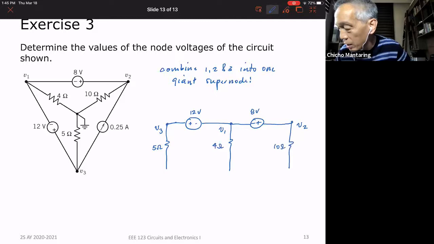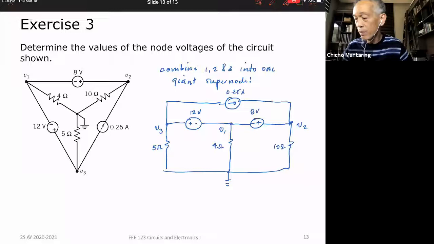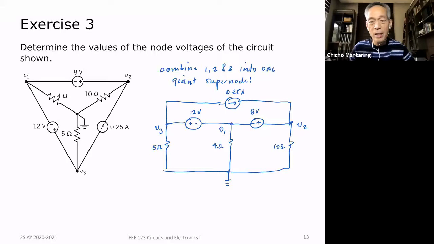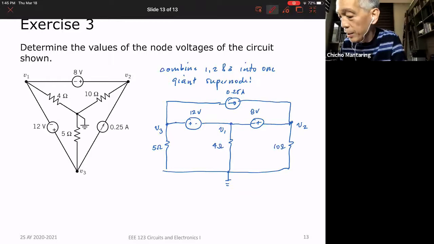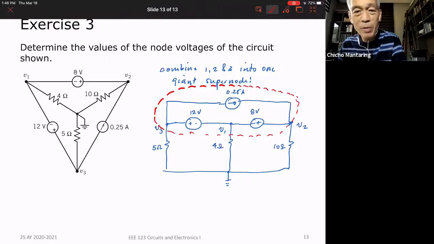And then from V3 to V2, I have a 0.25 amperes current source. Okay. Asan ang super node ko rito? This is my super node. Maybe you should call it a super node.